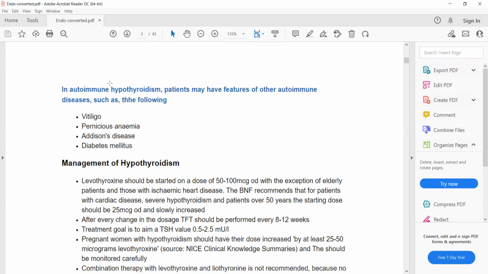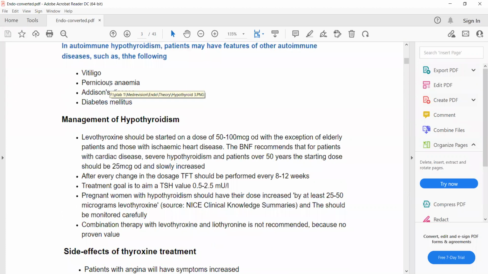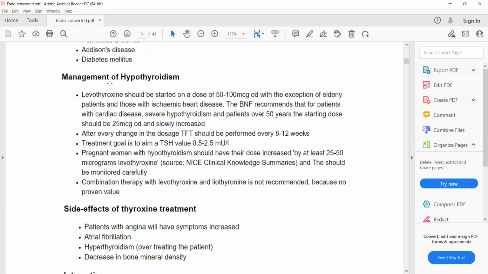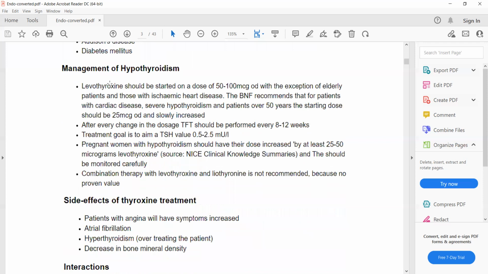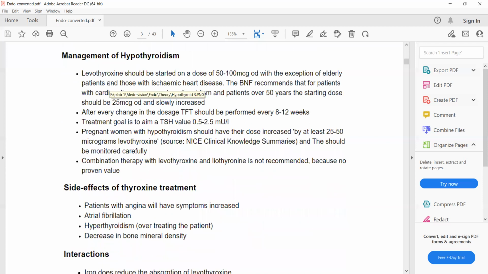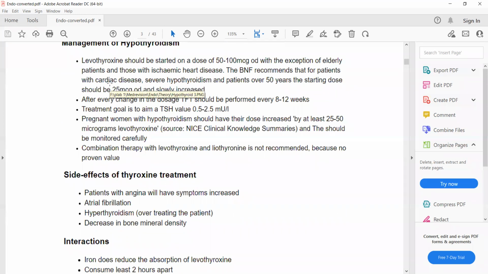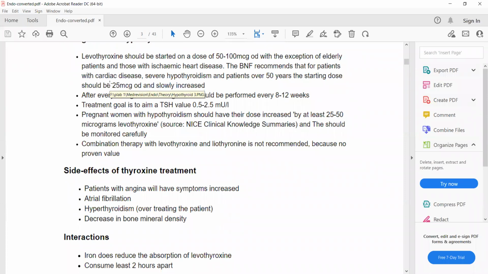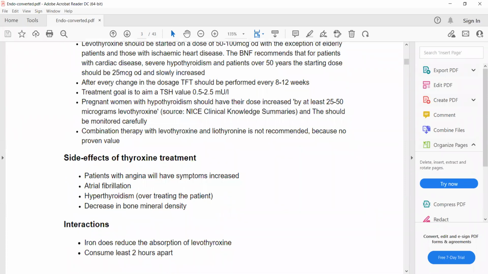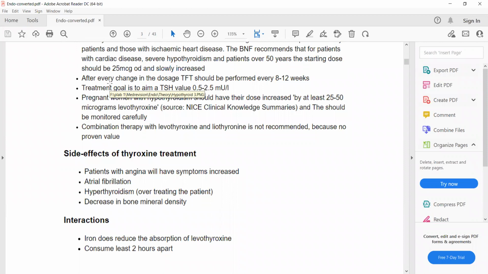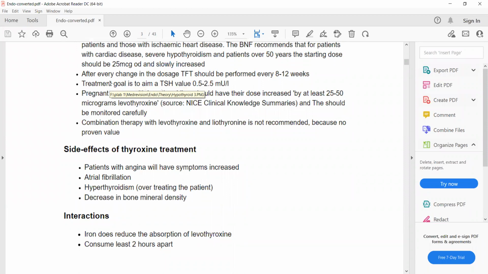The management of hypothyroidism is levothyroxine 50 to 100 microgram once daily, and in patients with ischemic heart disease and elderly patients, levothyroxine is started at 25 microgram, and TSH levels are measured every 3 months or 12 weeks, and the target goal is between 0.5 to 2.5 micro units per liter.